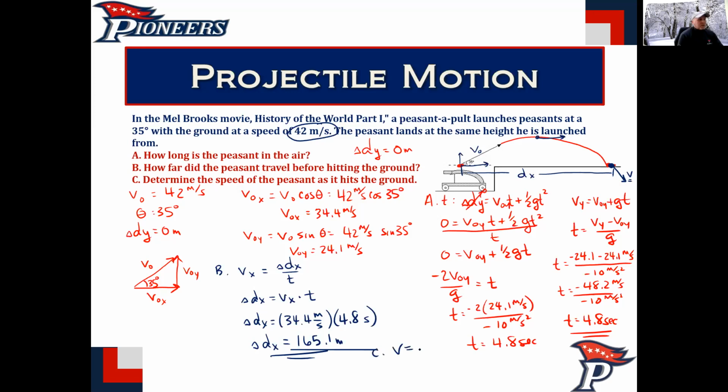Well, V is going to equal the initial velocity. It was 42 for the initial velocity, V0. V is going to be a negative 42, because he's going down. If we looked at Vx at this point, it would be 34.4. And if we looked at Vy at this point, it would be a negative 24.1, because he lands at the same height that he was at. Any questions on that problem?